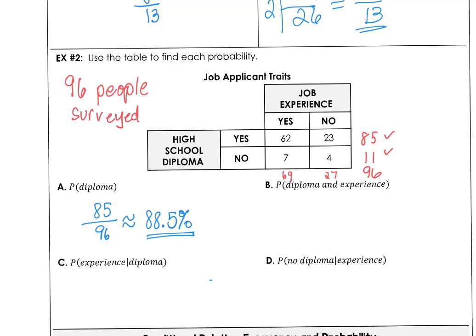In part B, the probability that you had a diploma and you had some experience. So in the experience column, we're looking at the yes, that would be 62 people had a diploma with experience, and there were 96 people in all. So our survey would say 62 out of 96, which can be simplified to 31 over 48. Or if you want a percent, about 64.6% of people in our survey had a diploma that also had experience.